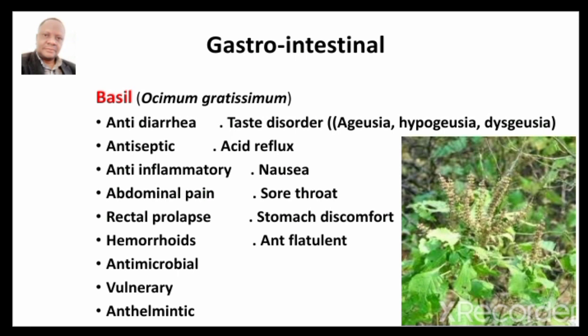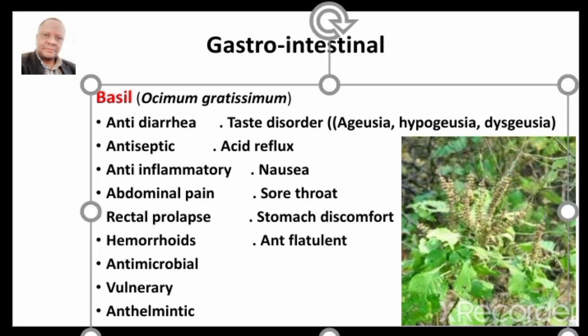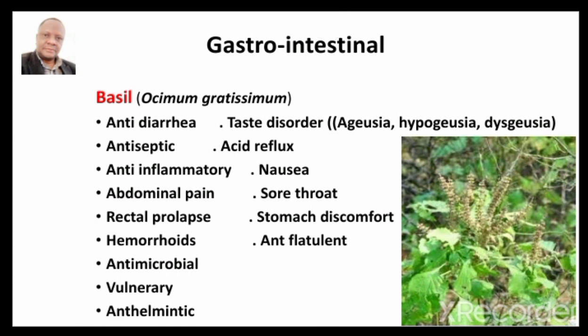And for people who have taste disorders, who cannot classify a particular taste when they eat a particular thing, they will not even tell you whether it is bitter or sweet. We say they have ageusia. Some have hypogeusia, which means they can detect the taste of food, but not as much as they should. Then there are people who have the abnormal type, dysgeusia. They will not know whether this one is bitter or sweet. They may even take bitter things and say, "Oh, it's salty." It's rare, though, but it happens. So Basil, Ocimum gratissimum, can help such conditions.